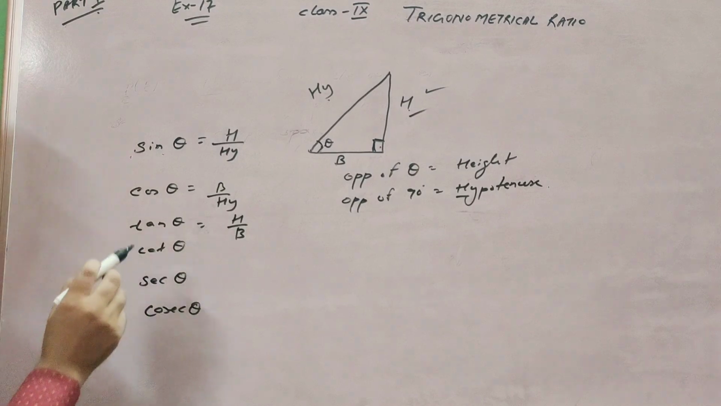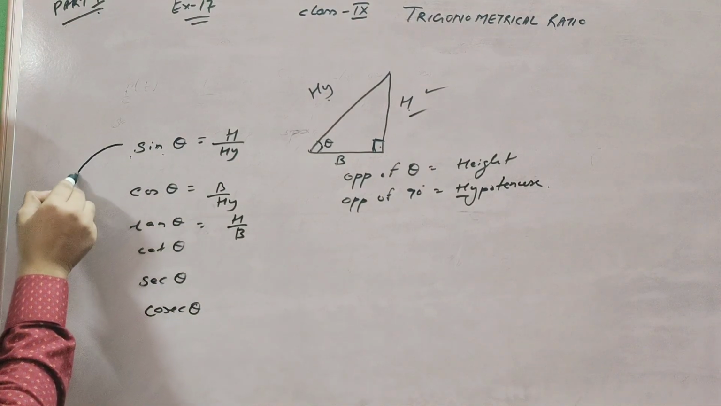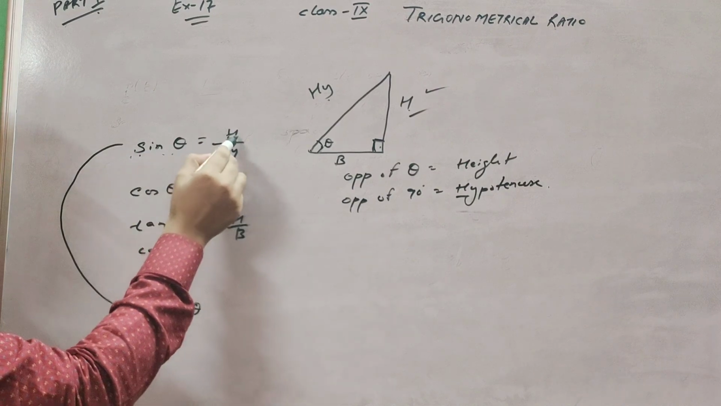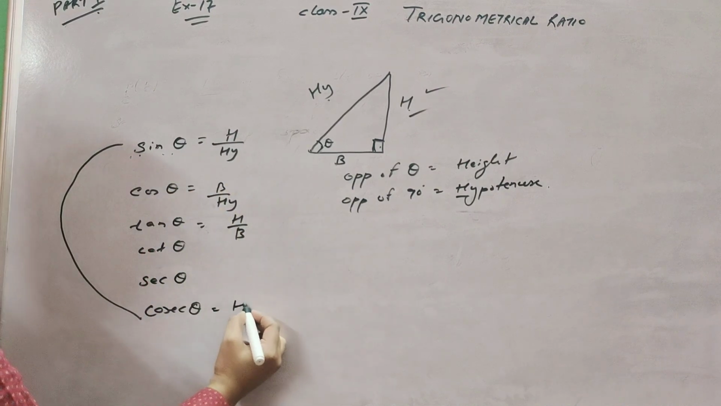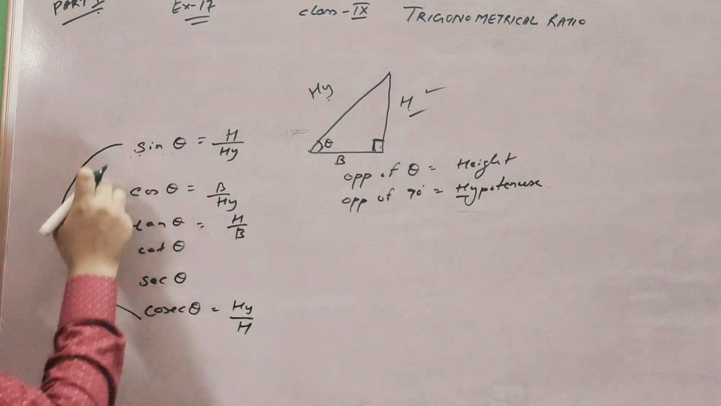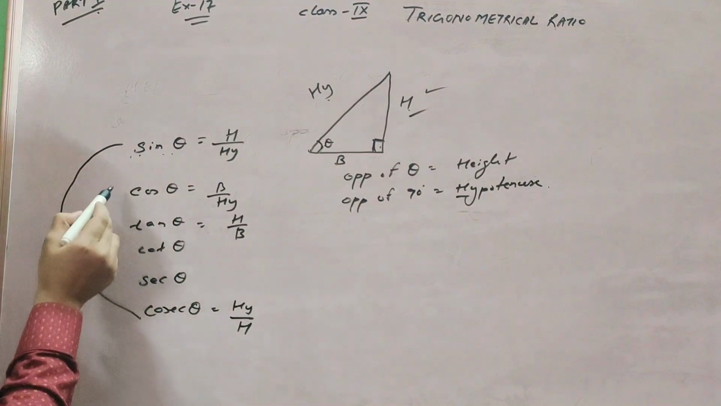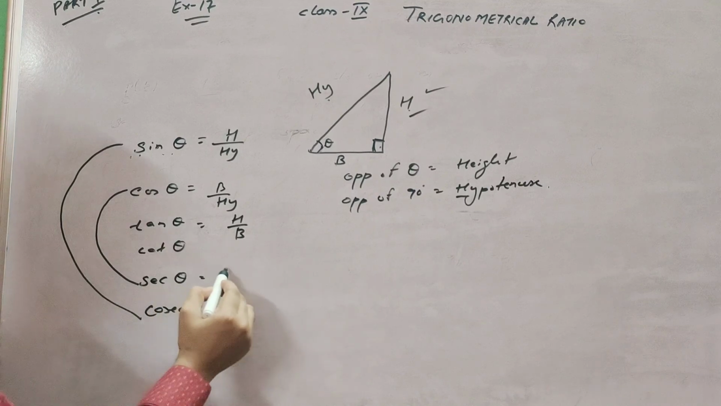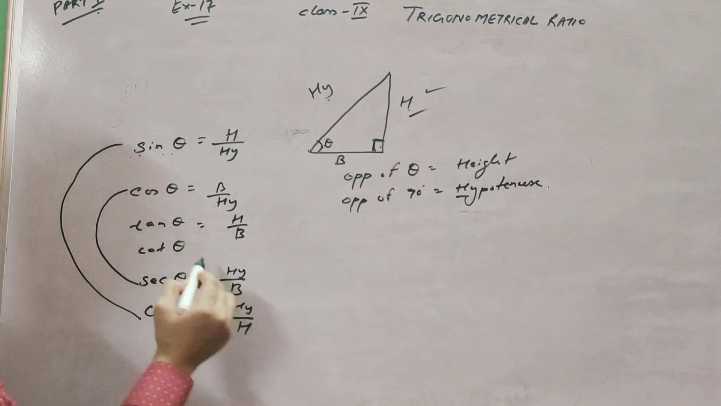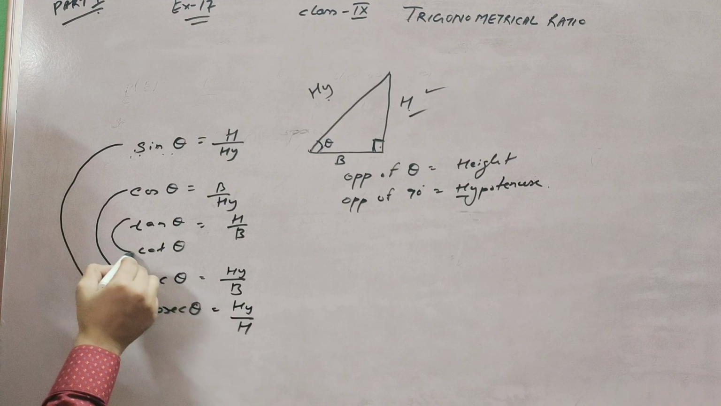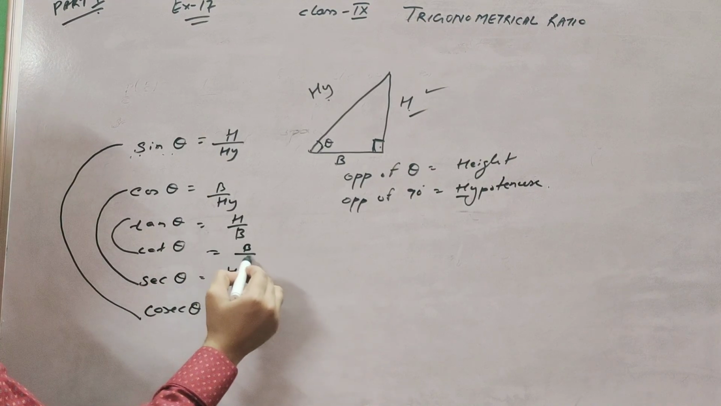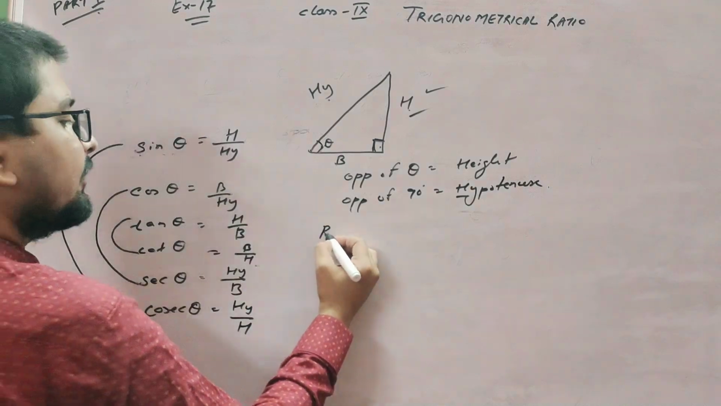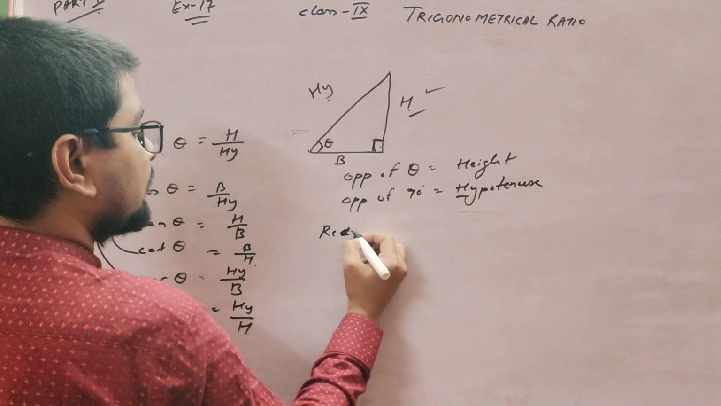There is a reciprocal relation between sin theta and cosec theta. If sin theta is height by hypotenuse, then cosec theta is hypotenuse by height, because there is a reciprocal relation. If cos theta is base by hypotenuse, then sec theta is hypotenuse by base. If tan theta is height by base, then cot theta is base by height.